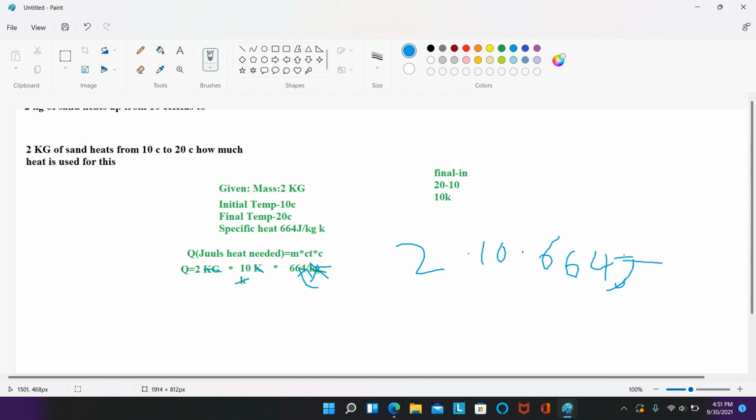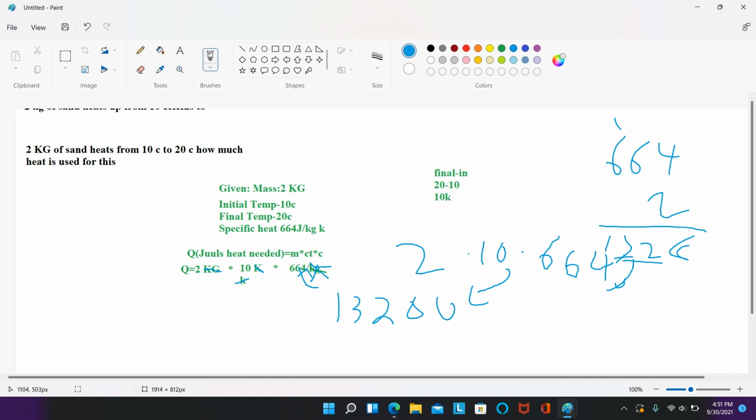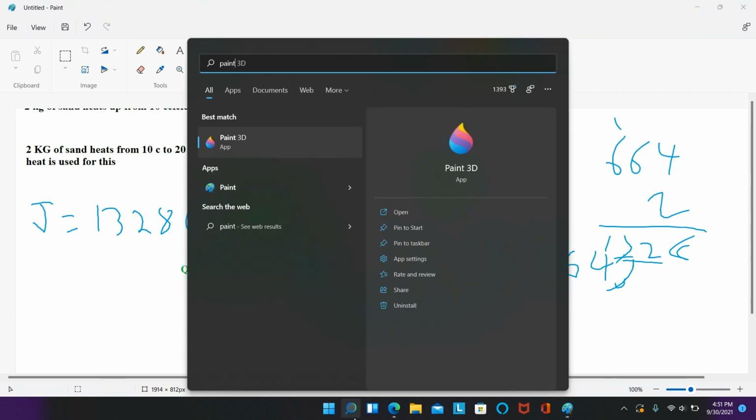So what this actually comes up to is 664 times 2, that's 1328, and then you must add this 0 over here. So the amount of joules needed to heat this up would be J equal to 13280. Now let's do another problem.